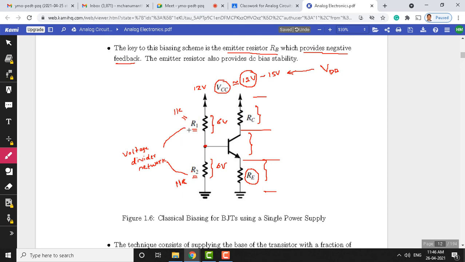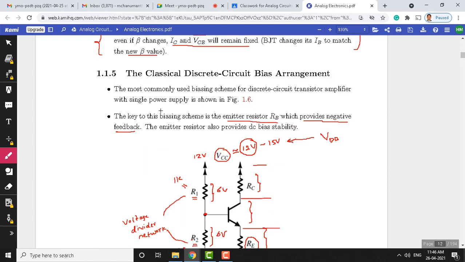The voltage divider network means it takes a supply voltage and divides the voltage across depending on the resistor values. Many times we need to design these resistor values, so we apply Thevenin's theorem to obtain the voltage at this particular point. So, this overall biasing is called classical biasing of BJT, and it uses a single power supply. So, go through this circuit. If you have any questions, you can ask.